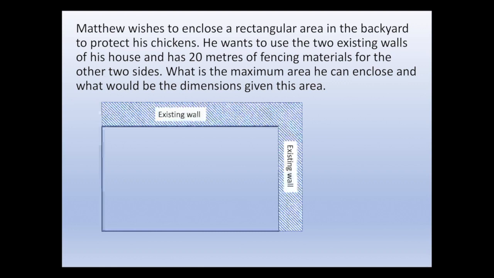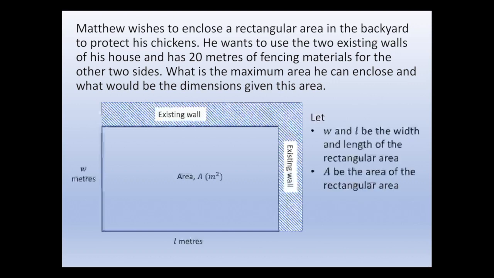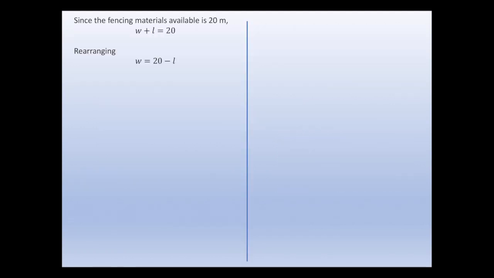Alright, first I would sketch a diagram. So we know that there are existing walls and he has two sides of the fence to build. So now we can define. I'm going to let W and L be the width and length of the rectangular area and A be the area of the rectangular area. Right, let's start solving this problem.